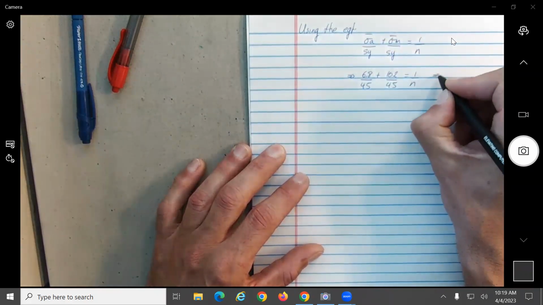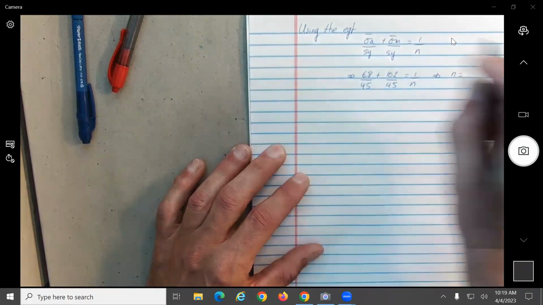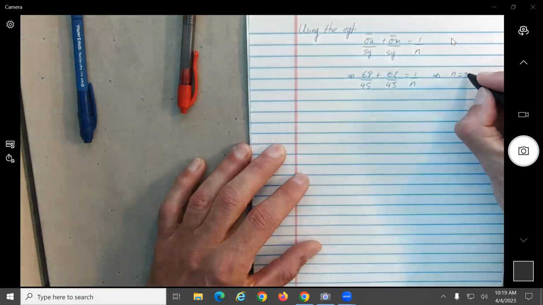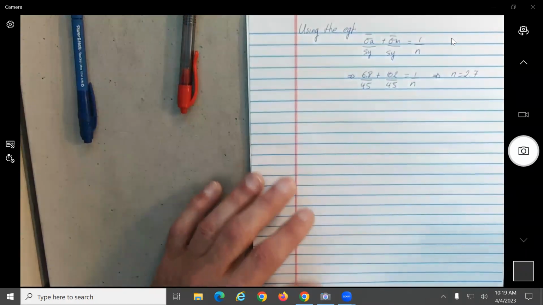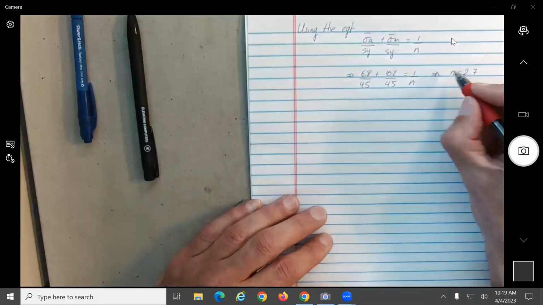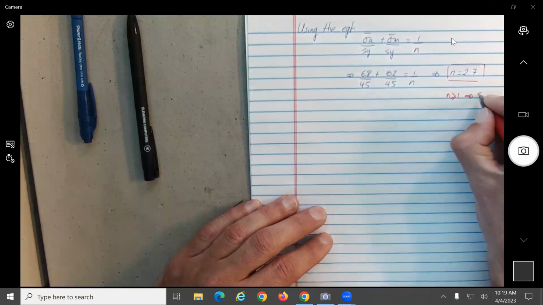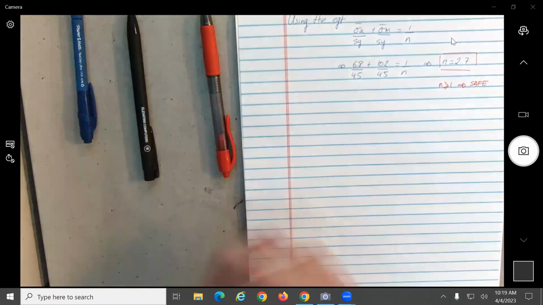Can somebody let me know what you get for N? 2.69, can you just put 2.7? Okay, but thank you for the calculation. So N is much larger than 1, so this will be safe.